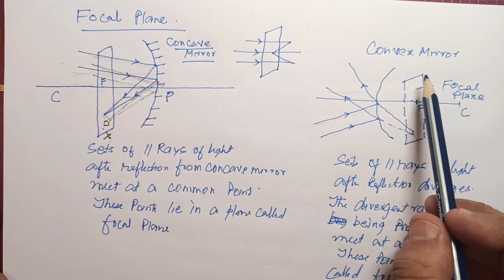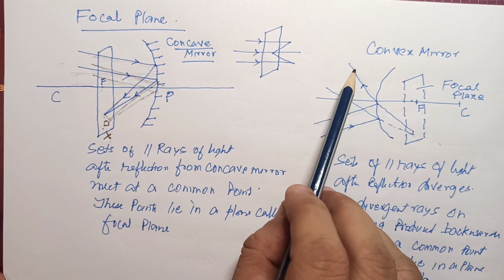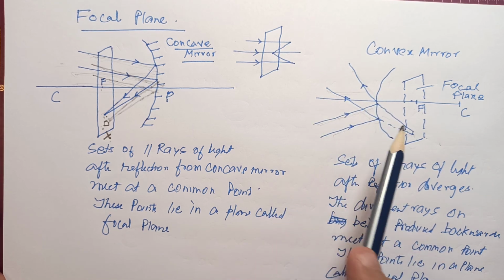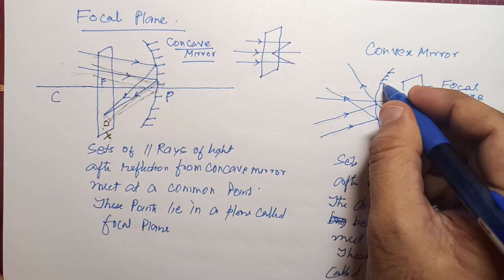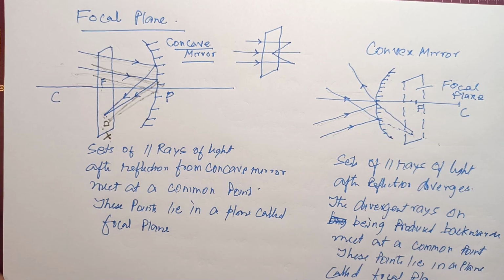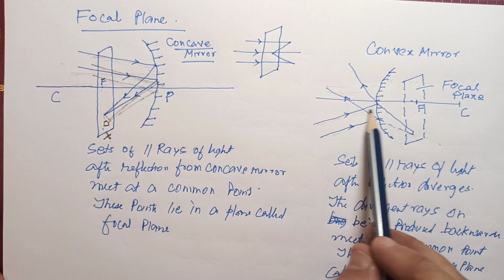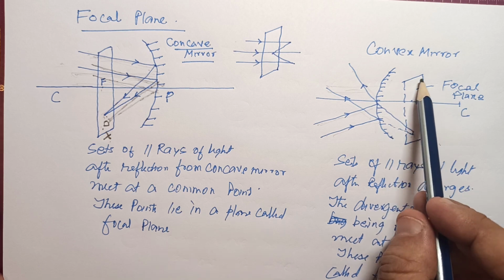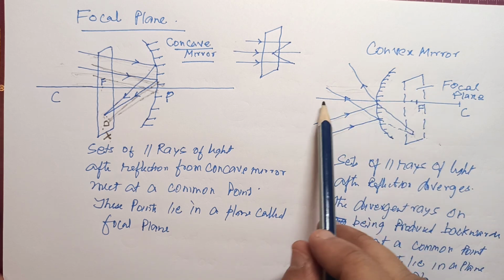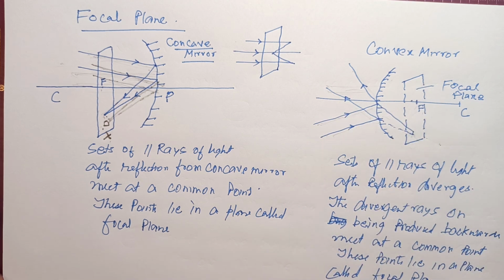Same in the convex mirror. These are rays which are parallel to each other, falling on the mirror. If they are produced backwards, they meet at this point. If they had been parallel to the principal axis, they would have met at focus. All the points in any scenario for parallel rays hitting this mirror would meet in this plane, which is called the focal plane.